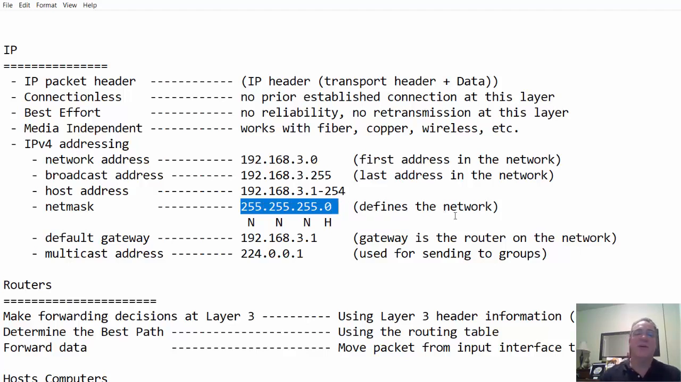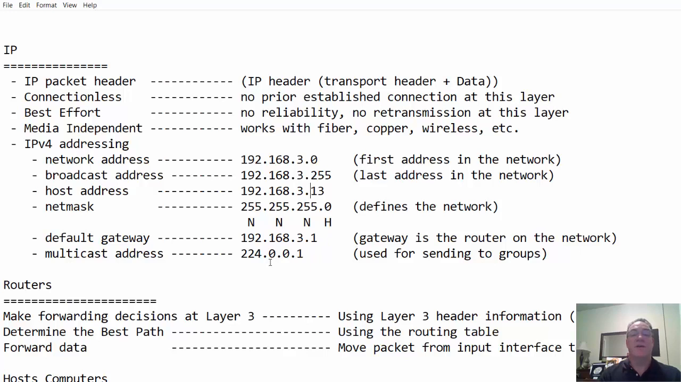Well, how does it define the network? It defines the network because these 255s indicate where the network is. So 255, 255, 255 means network portion, network portion, network portion, which means 192.168.3 is the network portion. And then the last octet is where the host goes. So effectively, this is the 192.168.3 network, and this is host 1, or host whatever it is, 13.